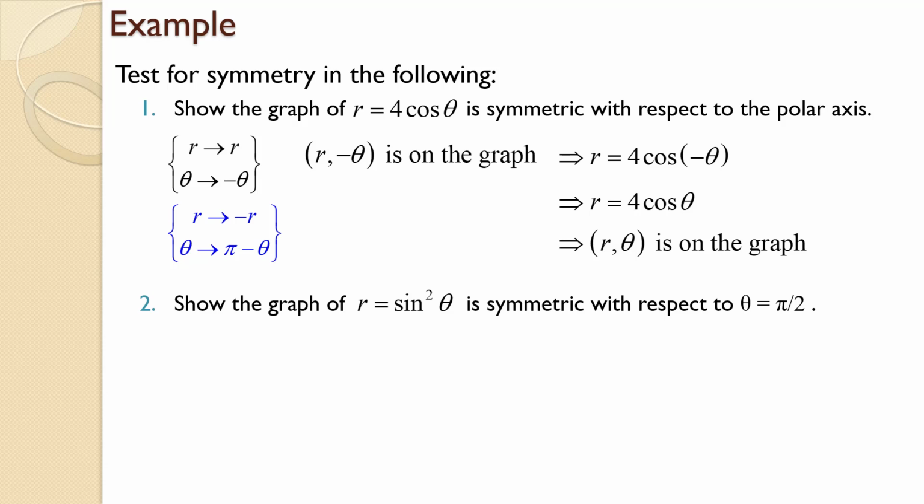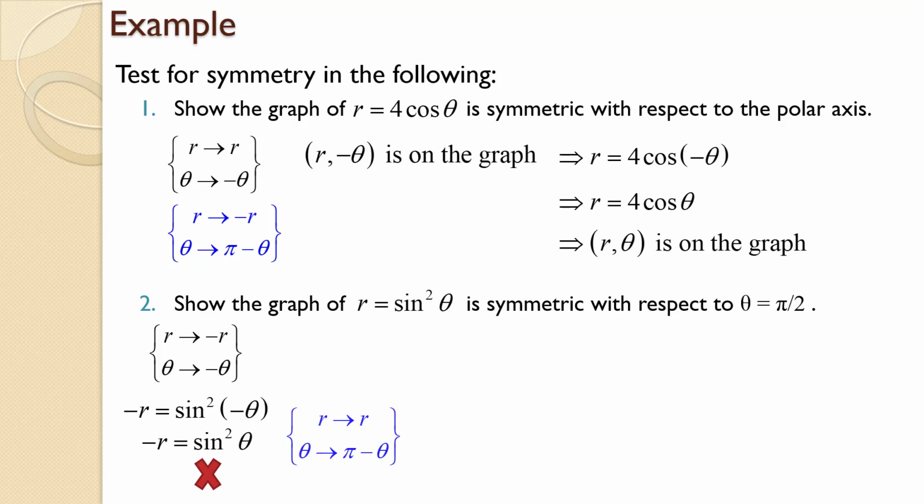Now I'll show that the graph of r equals sine squared of theta is symmetric with respect to the y-axis, theta equals pi over 2. To do that, I'll try the primary test first. I'll just replace the r with negative r, the theta with negative theta. By doing so, though, and then simplifying, you get negative r equals sine squared of theta. I didn't get the equation that I wanted to start with back. So then it appears that this graph would not be symmetric with respect to the line theta equals pi over 2. But that's only one version of the test.